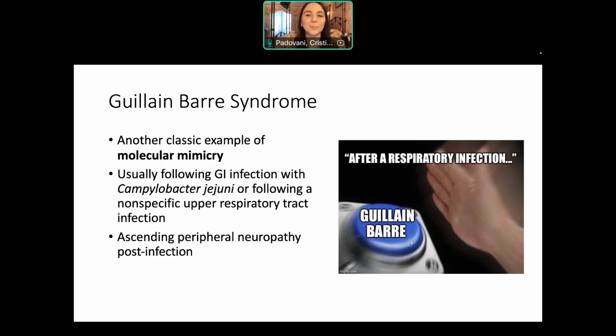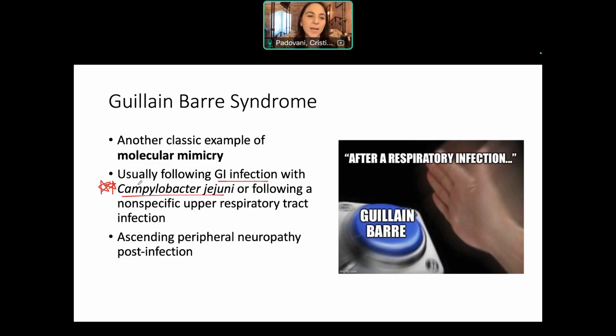So Guillain-Barré is another classic example of molecular mimicry. Usually it's going to be following a GI infection, a non-specific diarrheal illness with Campylobacter jejuni. Campylobacter loves to do this for whatever reason. So Campylobacter jejuni, or following just a non-specific upper respiratory tract infection.